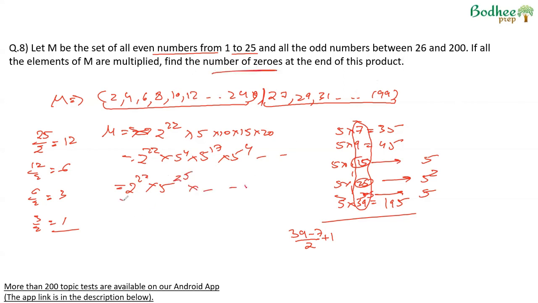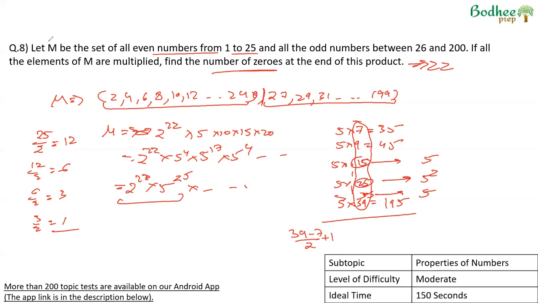The number of zeros will be formed from 2s and 5s. 2 is the limiting factor, and therefore there will be 22 zeros in this case. Again, level of difficulty, I would say moderate to difficult, easily 2.5 to 3 minutes to solve the question.